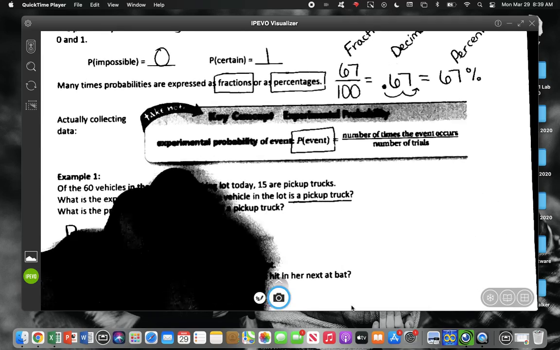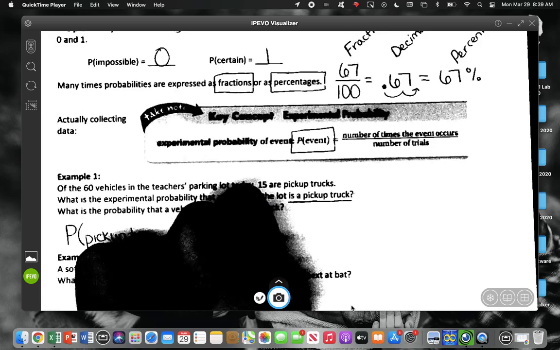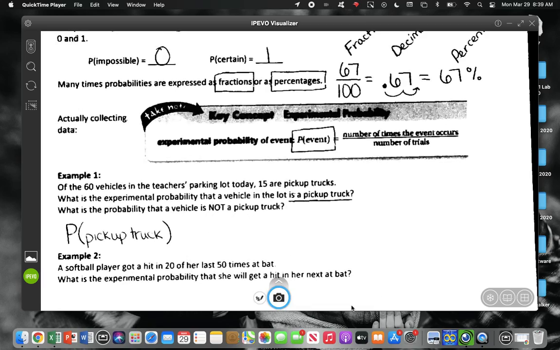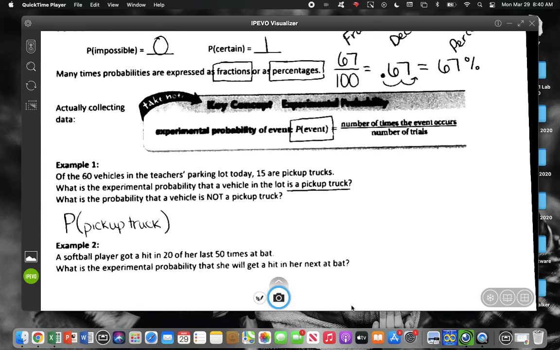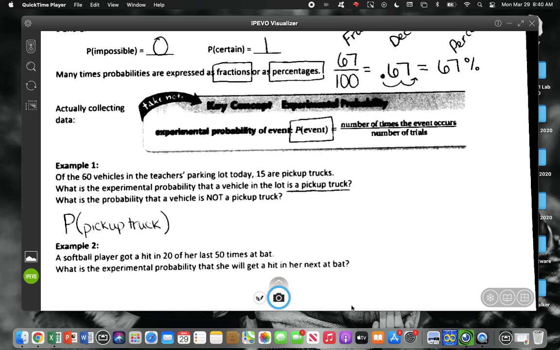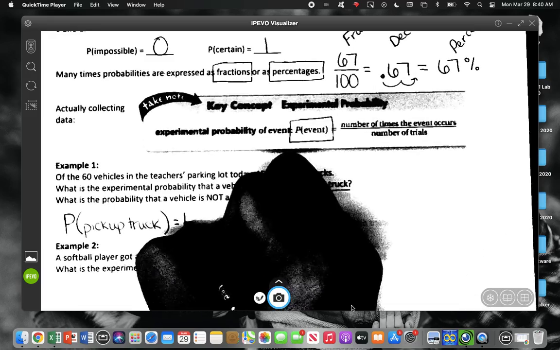P stands for probability. In this case, we want it to be a pickup truck. And if you just want to write truck, that's fine. If we are finding the probability of going out and picking a random parking spot, what's the probability that the vehicle in that parking spot is going to be a truck? The probability is the number of times the event occurs. So how many times did you see a pickup truck in the experiment? How many trucks were there? 15 out of how many? All right, so that would be 15 out of 60.